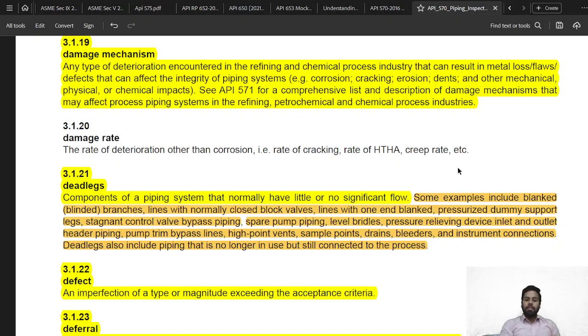Okay. Any type of deterioration encountered in the refinery or chemical process industry that can result in metal loss, flaws, defects that can affect the integrity of the piping system: corrosion, cracking, erosion, dent, and other mechanical, physical, or chemical impacts. See API 571 for a comprehensive list and description of damage mechanisms that may affect the process piping systems in refinery, petrochemical, and chemical process industries.